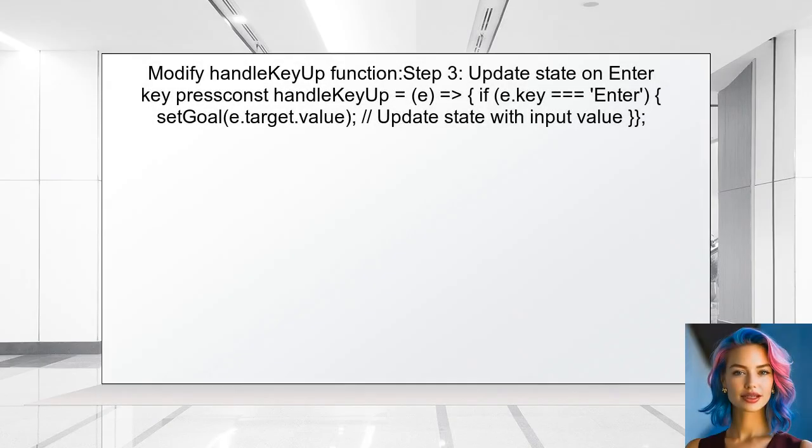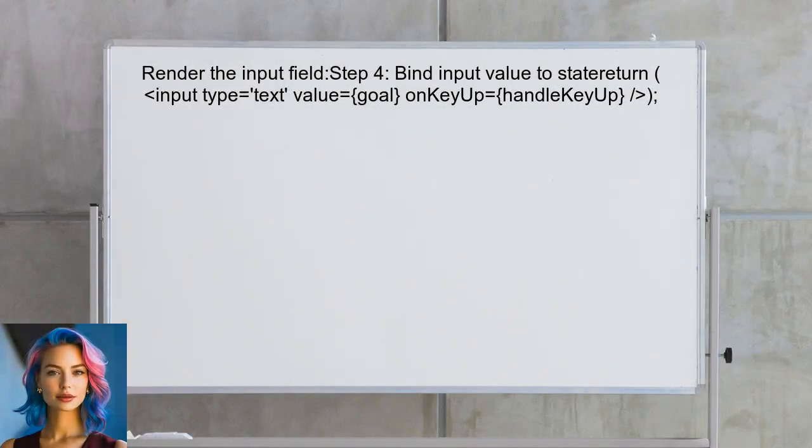Now, the user can modify the handleKeyUp function to update the state when the enter key is pressed. This will allow them to capture the input value. Finally, the user should render the input field and bind the value to the state variable. This ensures that the input reflects the current state.